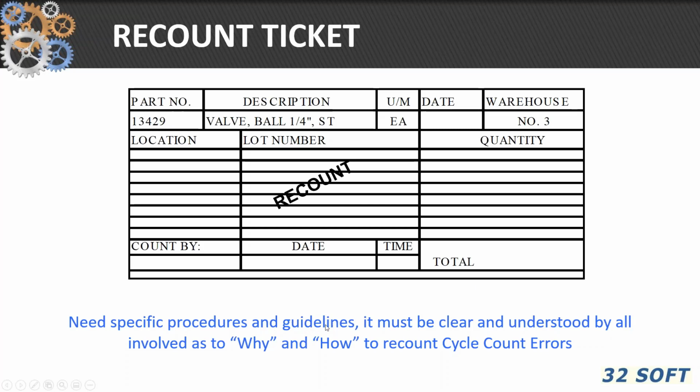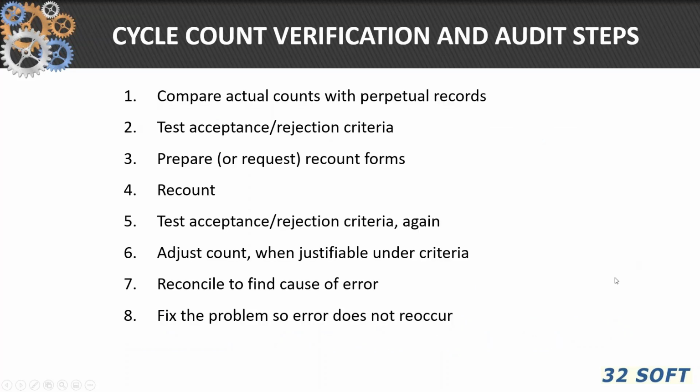But again, you need very strict procedures on how and why you recount inventory errors. So this is just a brief statement of the steps you might go through. Compare the actual to perpetual. Test your reject acceptance criteria. Maybe you need to adjust the reject criteria. Are you going to recount it? Do you go out and recount it? And then adjust the count when it's justifiable under the criteria.